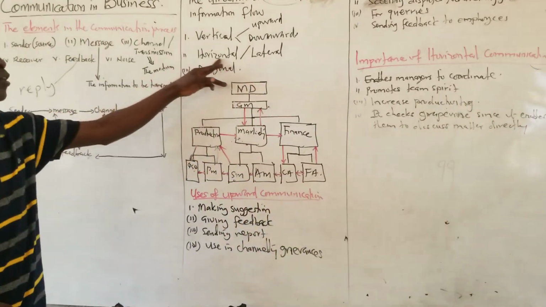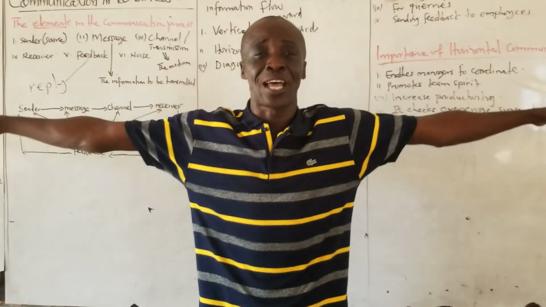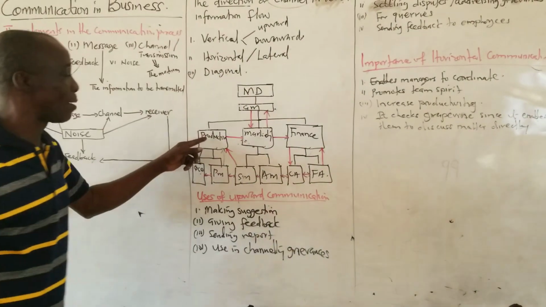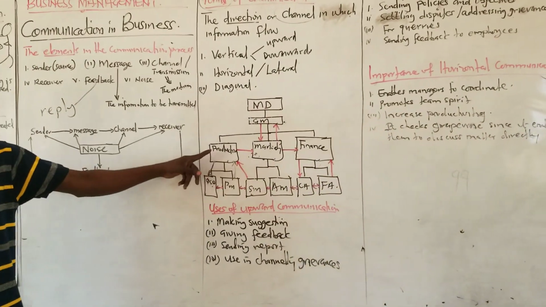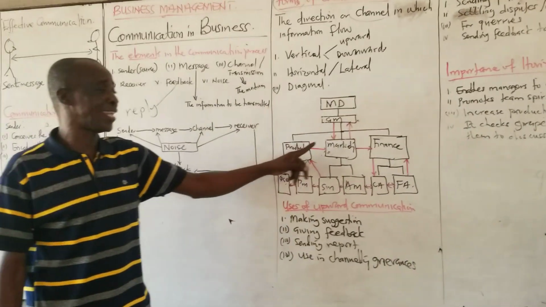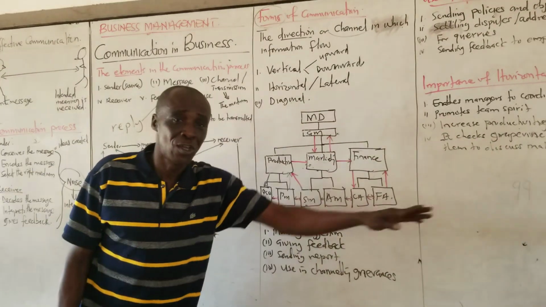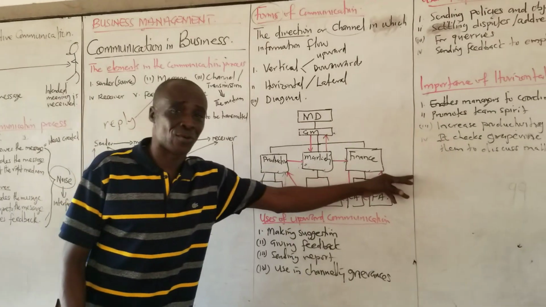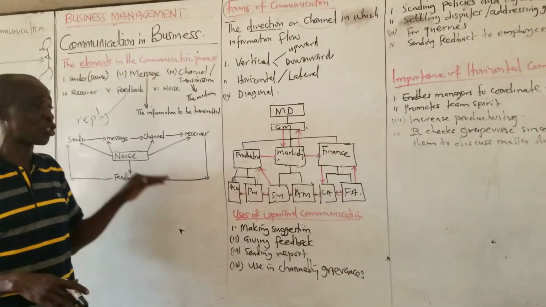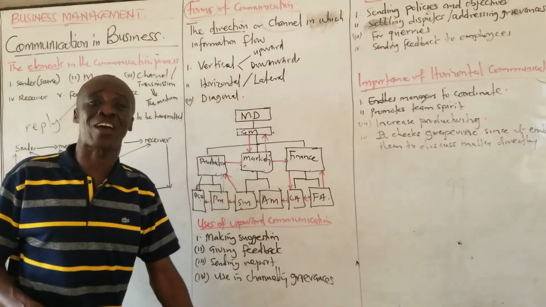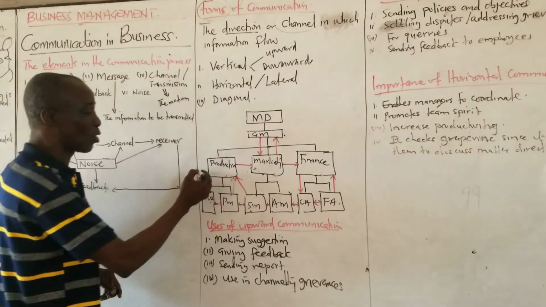Now let's come to horizontal communication. When you say something is horizontal, look at the horizontal. The same diagram is what we are going to use. This is a production manager. This is a marketing manager. This is a financial manager. They are at the same level. So when managers at the same level share information, it is called horizontal or lateral communication. So look at the horizontal line.